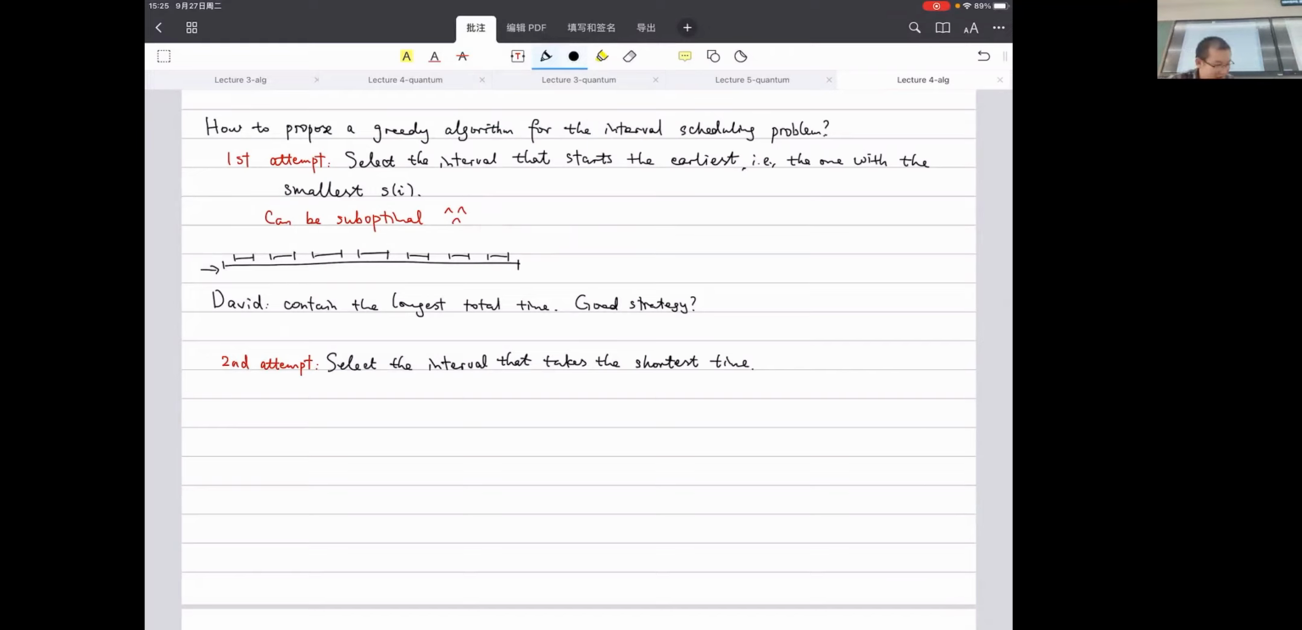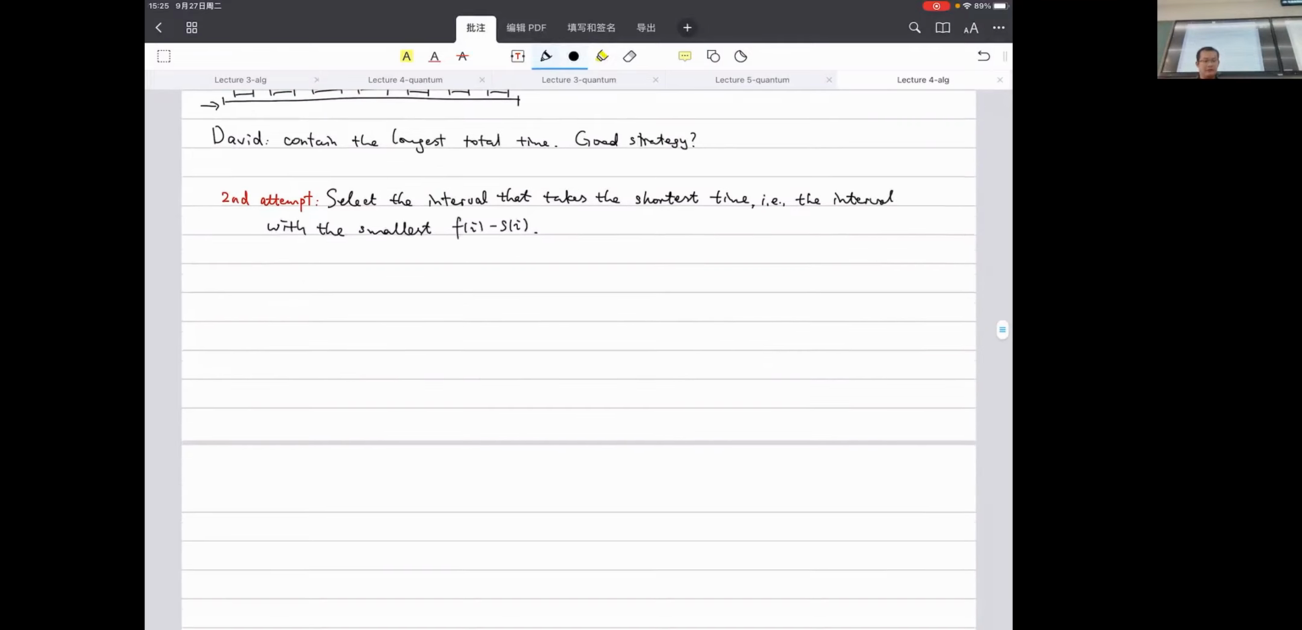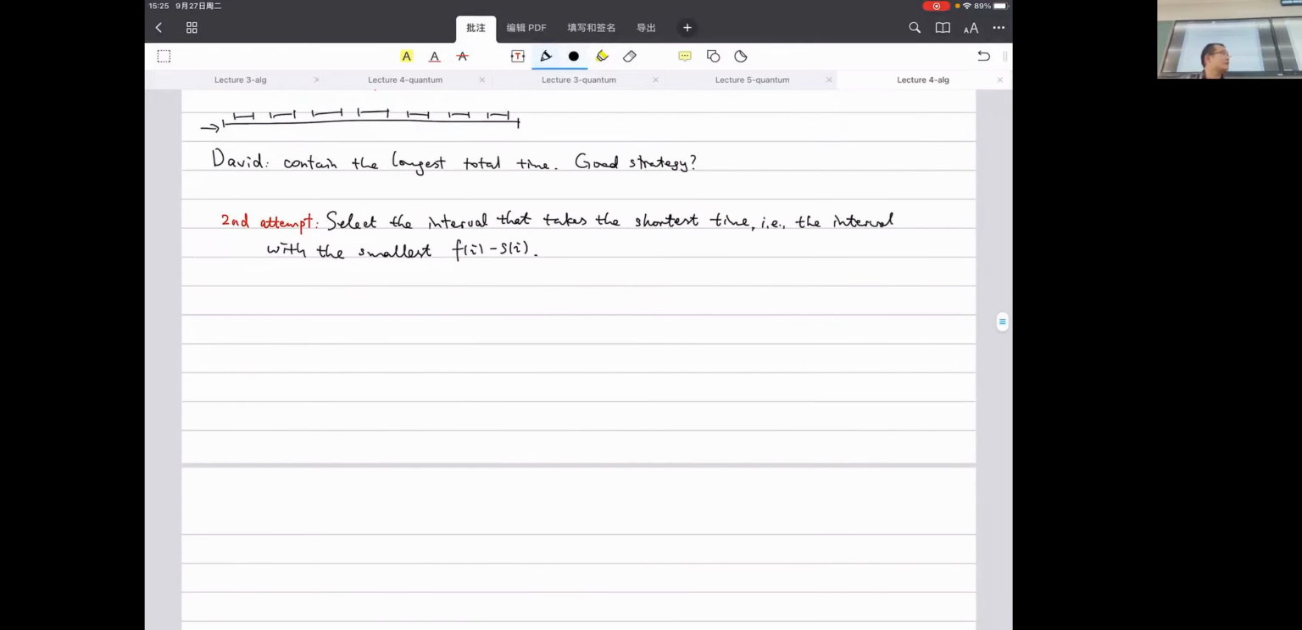Given that the bad thing in the first example is that the interval is super long, it's probably a natural strategy that each time we take the interval that takes the shortest time, or mathematically the interval with the smallest f_i minus s_i. So is this a good strategy? Right, so this is neither a good strategy.